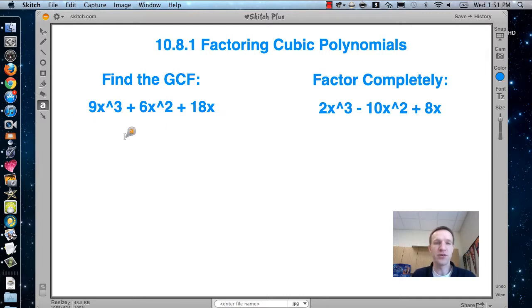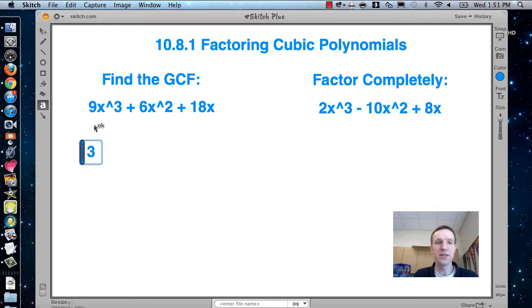So in this first expression, we have 9x cubed plus 6x squared plus 18x. Find the greatest common factor first. It's always a good thing to do. So if we look at this, we have 9, 6, and 18. All three of those numbers can be divided by a value of 3. And so we're going to take out a 3.